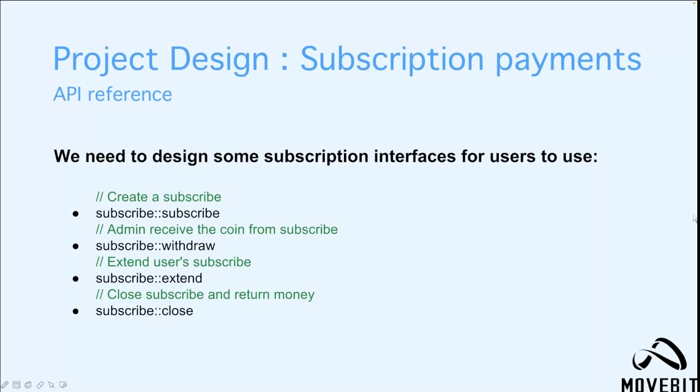And the extend function is for the user to pay the corresponding proportion of tokens if the user wants to extend the subscription service. Finally, the close function is for the user who does not want to subscribe to the service anymore, and they can cancel the service anytime.